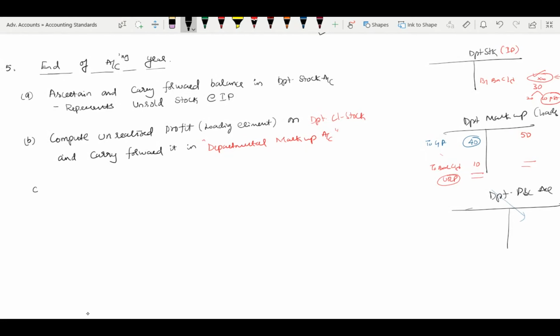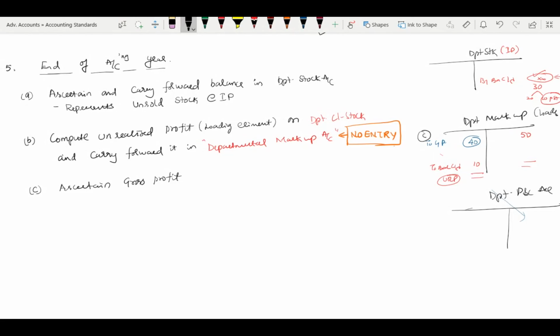Next, go to event number C. Ascertain gross profit. Here my difference has to be carried forward. Therefore, no entry. For unrealized profit, really no entry. It's just a balance and carry forward.